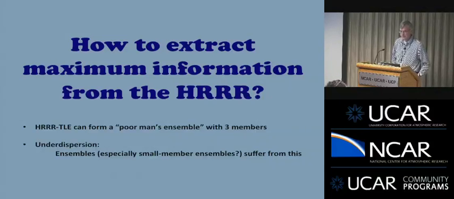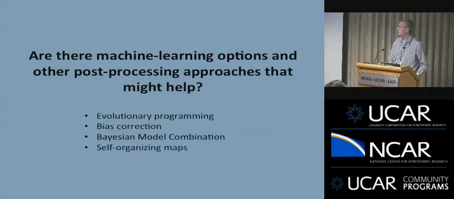So the HRRR-TLE, if you're not familiar with it, forms a kind of a poor man's ensemble with 3 members, time lagged. And I haven't looked at this in the HRRR-TLE specifically, but most, if not all, ensembles that I have looked at suffer from under-dispersion. And a lot of methods have been developed over the years to try to combat this problem. And under-dispersion obviously means that you're not really representing the full breadth of the probability distribution in the forecast that you're getting. And so there are various post-processing methods and various methods directly in the NWP that are used to try to fix that problem.